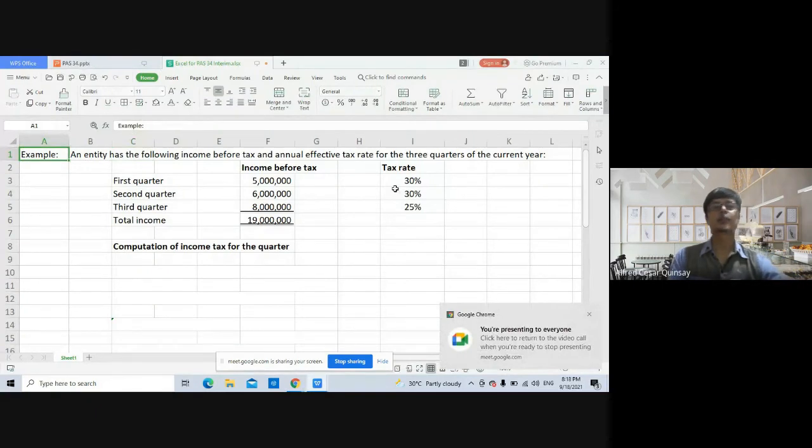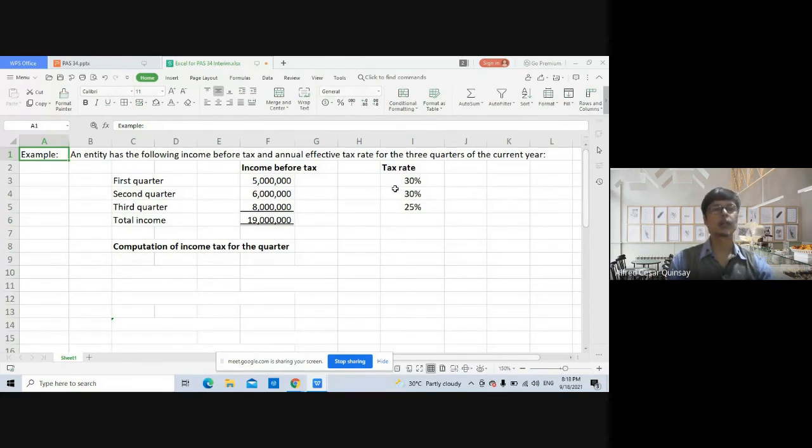So speaking of income tax, we have an example here. Computing income tax in an interim period, no? So an entity has the following income before tax and annual effective tax rate, no, for the 3 quarters of the current year. So these are the information. So we have income before tax and yung tax rate, no? Okay, so first quarter, we have 5 million. Second quarter, we have 6 million. And third quarter, we have 8 million. So for a total income of 19 million.